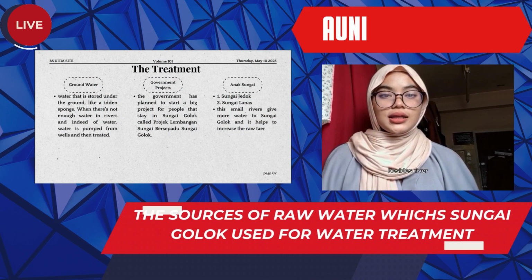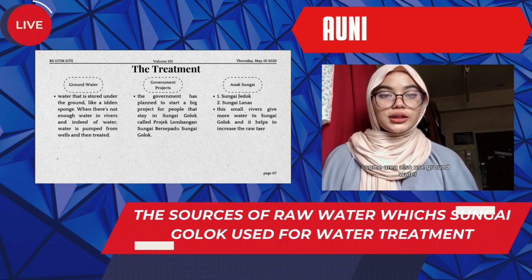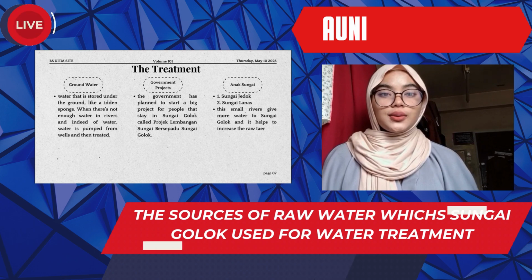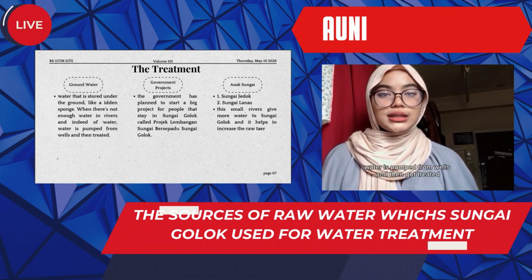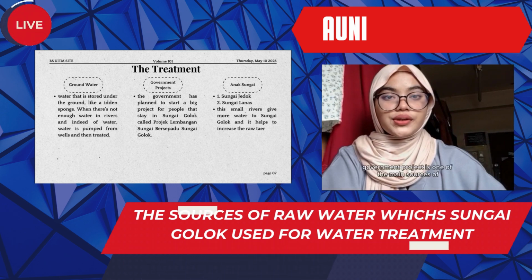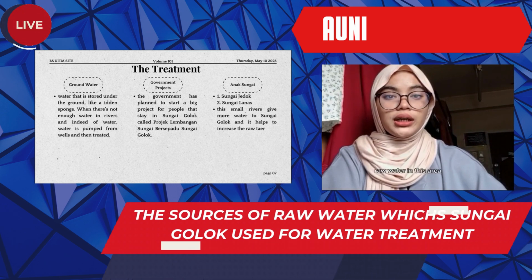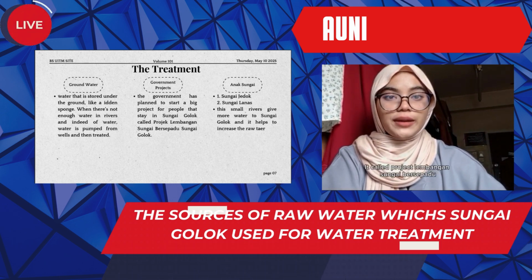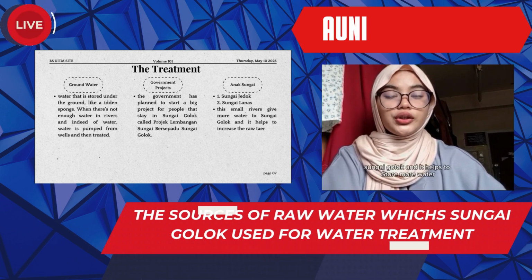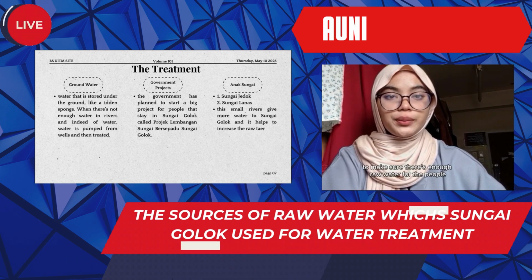Besides rivers, some areas also use groundwater, water that is stored under the ground like a hidden sponge. Water is pumped from wells and then treated. A government project is one of the main sources of raw water in this area. It is called Projek Lembangan Sungai Bersepadu Sungai Golok, and it helps to store more water to make sure there is enough raw water for the people.